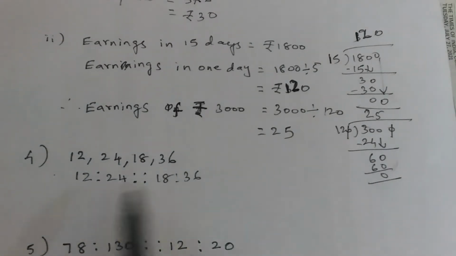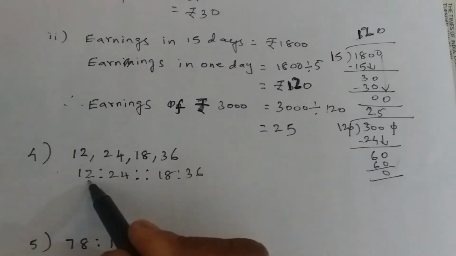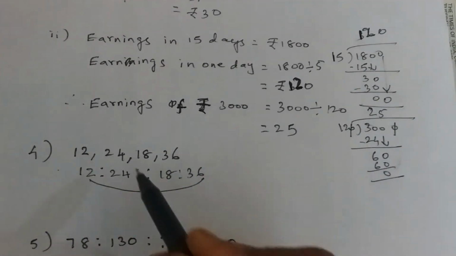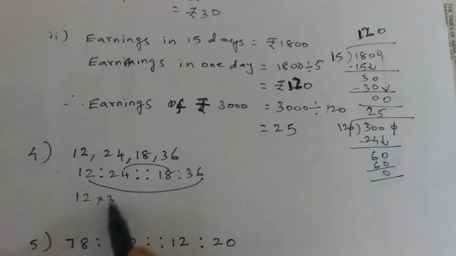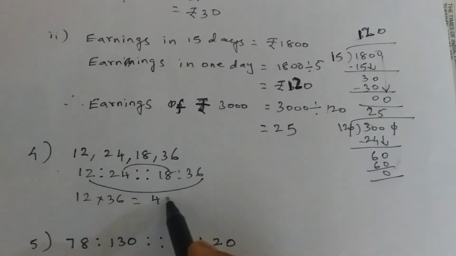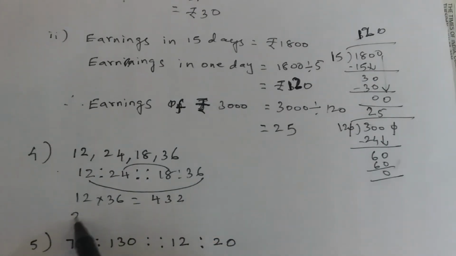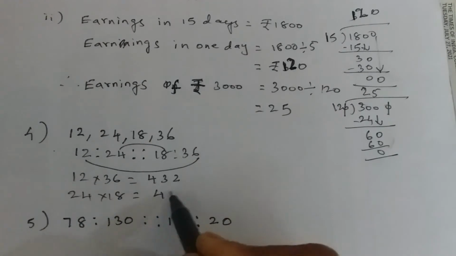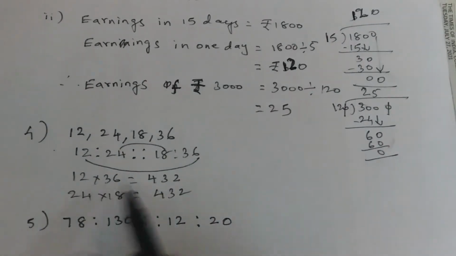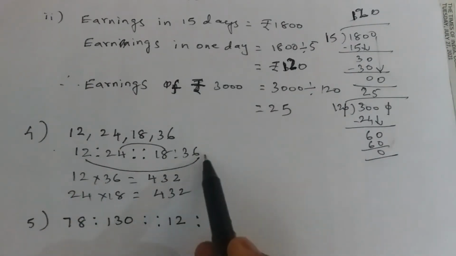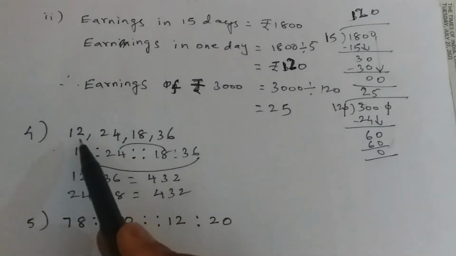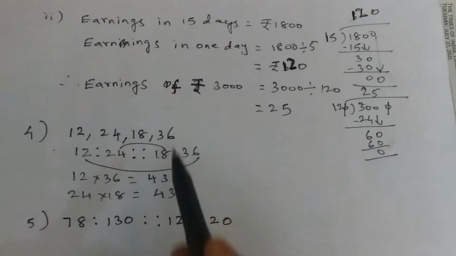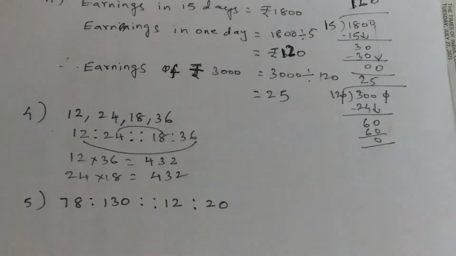Now, how do we check whether they form a proportion or not? The product of the extremes should equal the product of the means. Check 12 into 36. When you multiply, you get 432. In the same way, multiply 24 into 18. Again, you get the same 432. So the product of the extremes is equal to the product of the means. Therefore, the given four numbers, in the given order, form a proportion.